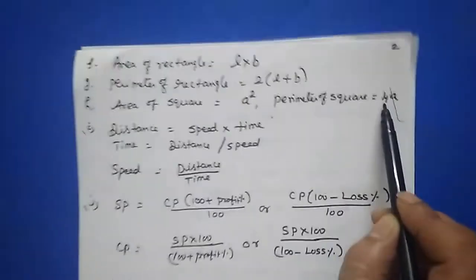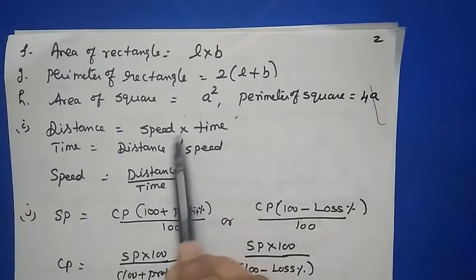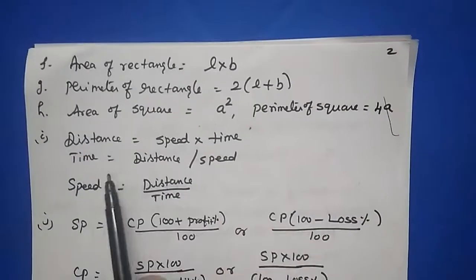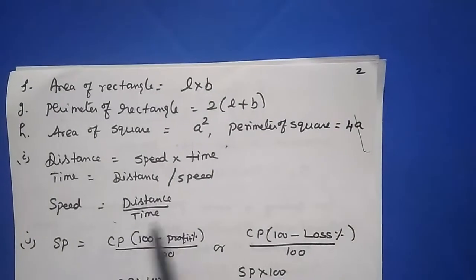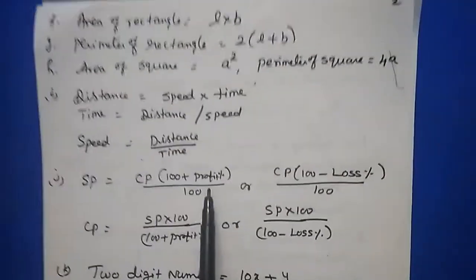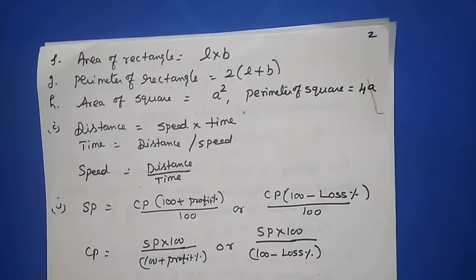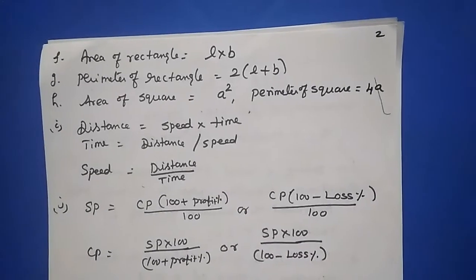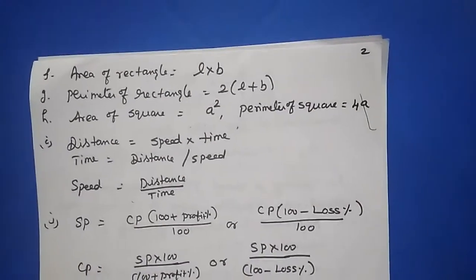Perimeter of square is 4A. Distance is equal to speed into time. In your physics, you learned all this. Time is equal to distance by speed. Speed is equal to distance by time. All these you are going to use in this chapter. Next, if profit percentage is given, SP is equal to CP into (100 plus profit percent) divided by 100. Or if loss is given, CP into (100 minus loss percent) divided by 100.